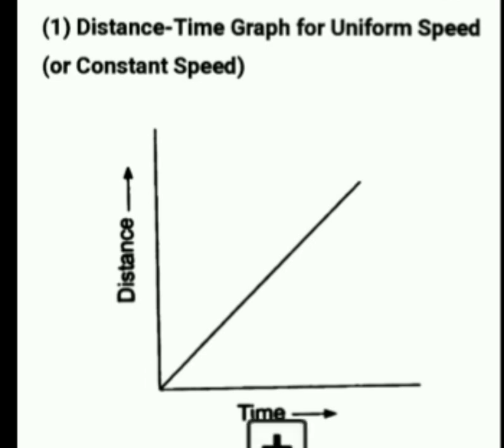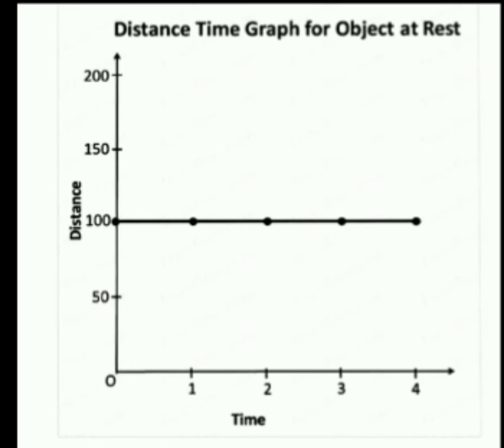Let us see the distance time graph for uniform speed or constant speed. As students, the slope of a graph represents its speed, so if the slope of the graph does not change, the slope of the graph remains constant in case of a straight line, so it represents constant speed or uniform speed, so the graph shows uniform motion.